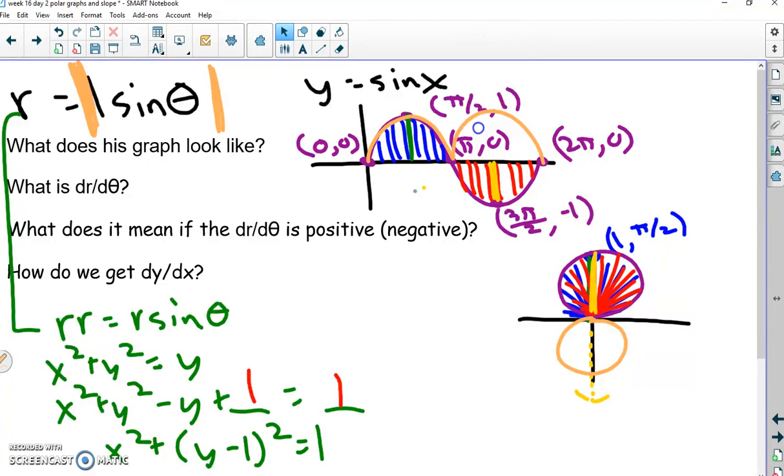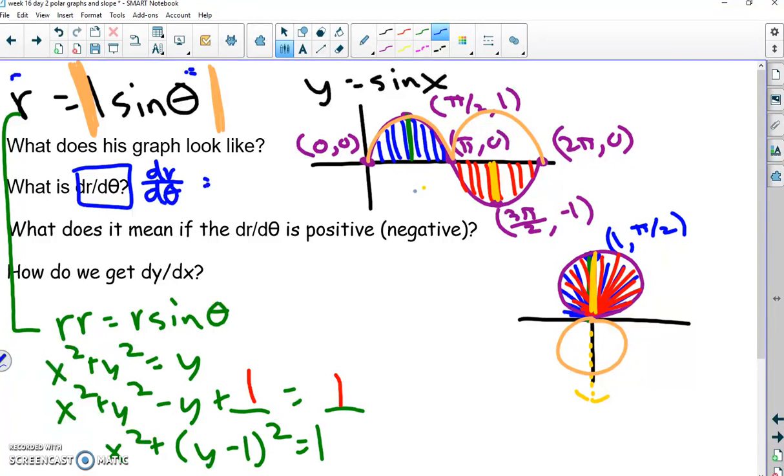Okay, so here's my question that I want to look at: how easy is it to get dr d theta if we started in r's and thetas? So dr d theta would equal what? Cosine theta. You guys good with that? It's easy. And here, if I drew that, it would look like this. You guys okay with that? I'm drawing your blue.